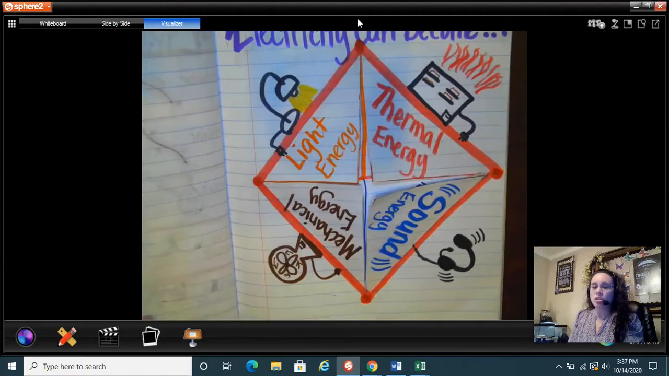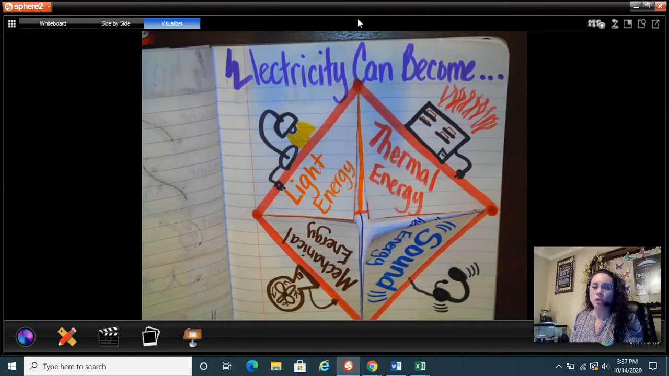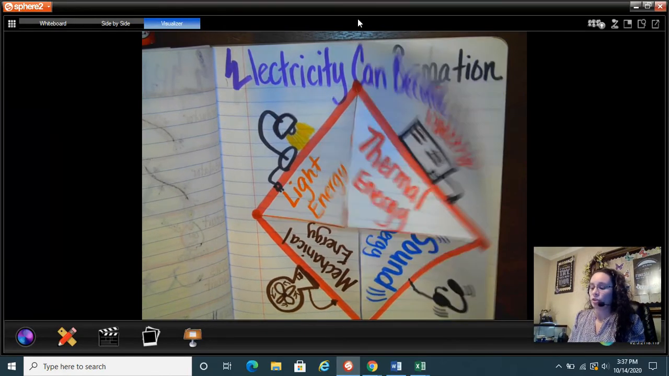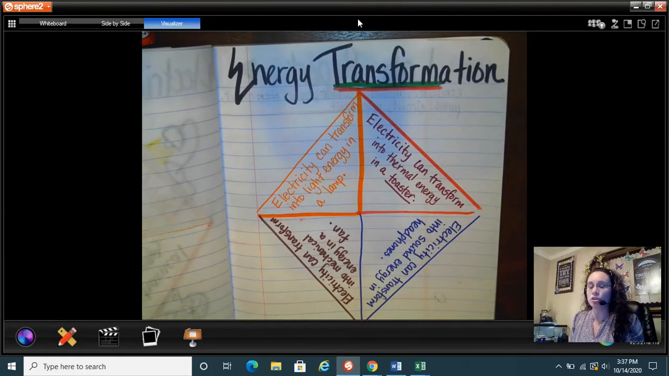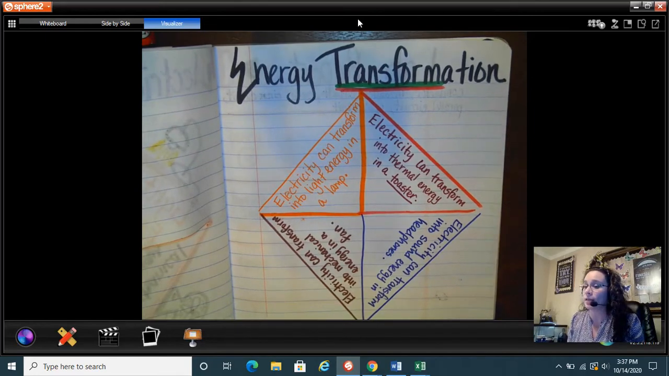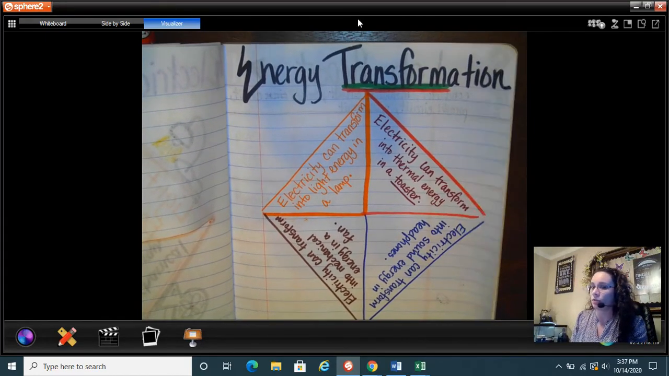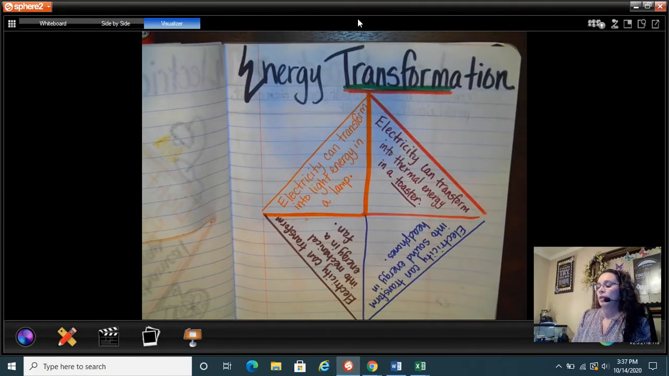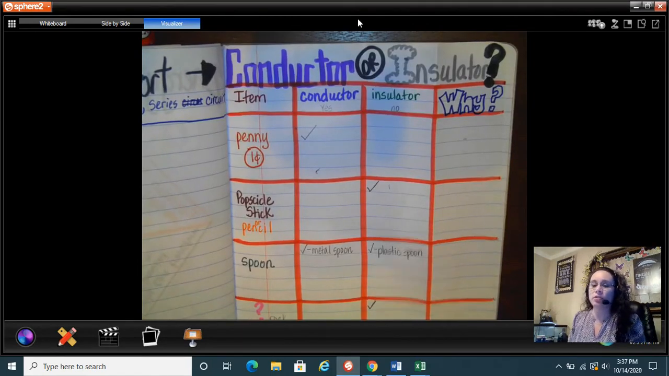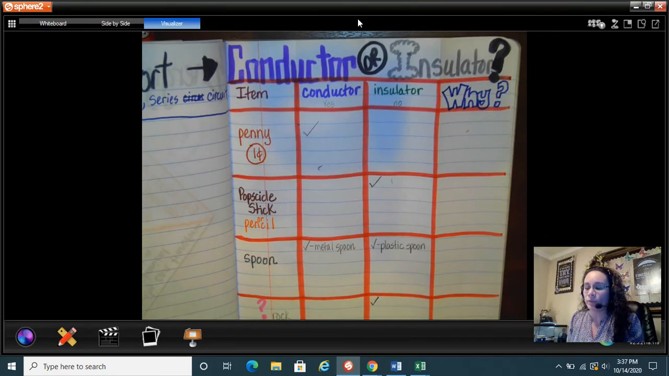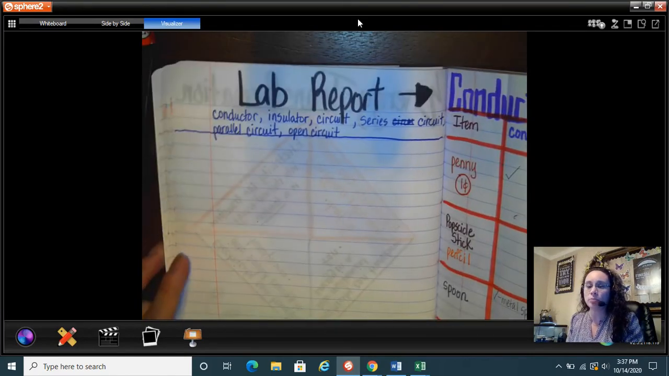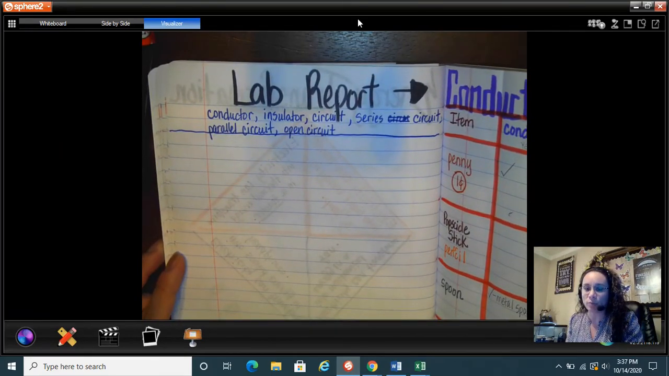The next page is your foldable on what electricity can become. If I turn that page, you have the energy transformations. That means electricity can transform into something else, and you got to be very careful with that. If I turn the page, this is for the science lab on Thursday, and then you complete your lab by writing a lab report.